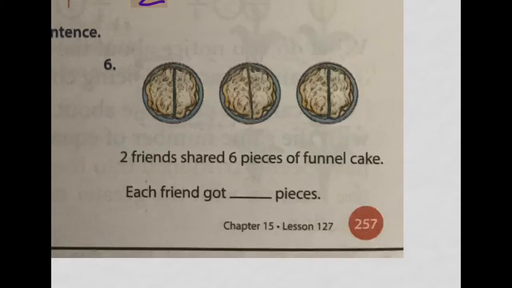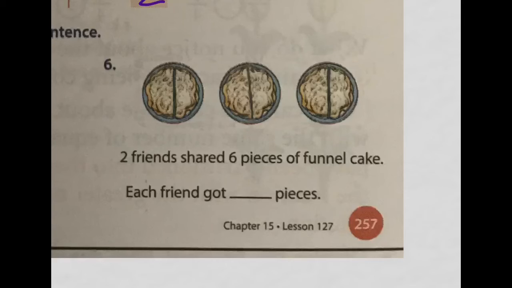Number 6. 2 friends shared 6 pieces of funnel cake. Now there's 3 funnel cakes. They have to be shared amongst 2 friends. Now, what you need to notice is each one has been divided into halves, so there's 2 pieces in each funnel cake. That's going to help you figure it out. Because this might be tricky, you can pause the video and try it yourself first, or you can just listen to me work through it here.